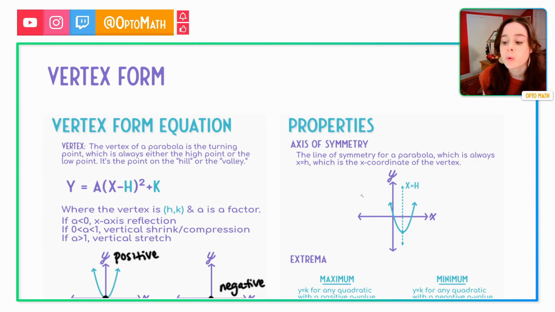So anytime you want to find the axis of symmetry, all you need to know is the x coordinate of the vertex. So here's our vertex. This will be (h, k). And notice it's x equals h. So that's the equation of this line.